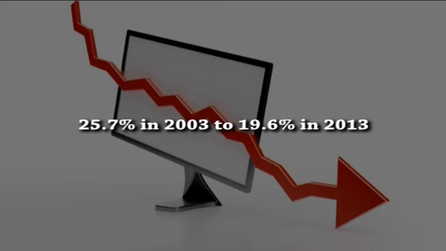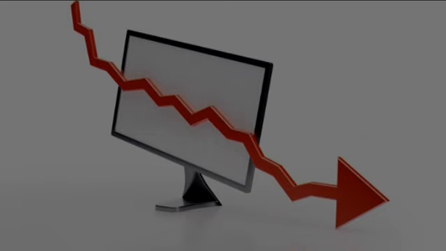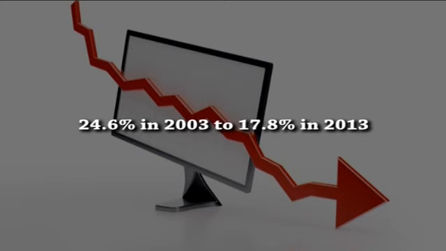Although trade with Europe and America has risen over the 10-year period under consideration, their share in overall exports has declined. Share of exports to Europe declined from 25.7% in 2003 to 19.6% in 2013, while that of America came down from 24.6% in 2003 to 17.8% in 2013. Coupled with increased trade integration with Asia, this shift of export direction away from America and Europe may be attributed to the moderation in economic activity in these countries, which has caused import demand from these countries to contract.